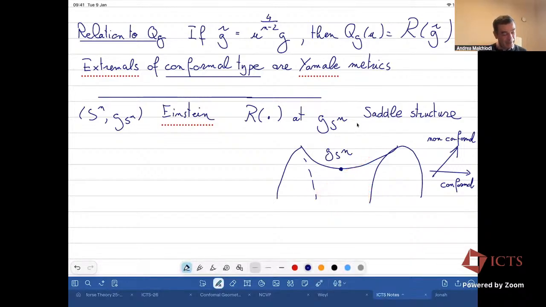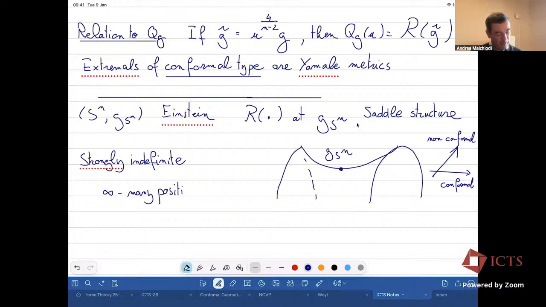And this is strongly indefinite, in the sense that you have infinitely many positive and negative variations. So the second differential has infinitely many directions where it's positive definite, and infinitely many directions where it's negative definite. That's why it's so hard to analyze such critical points.